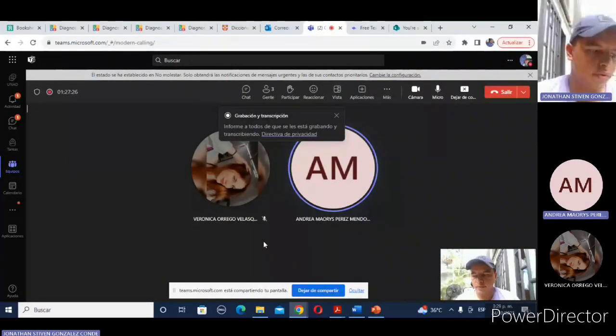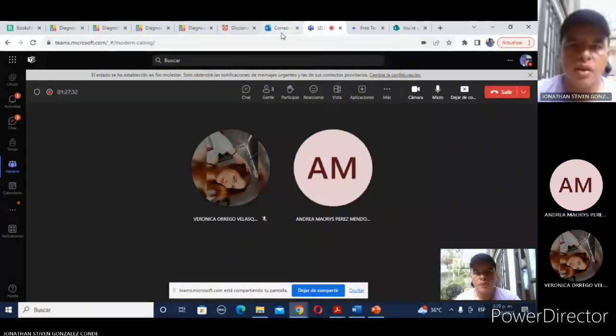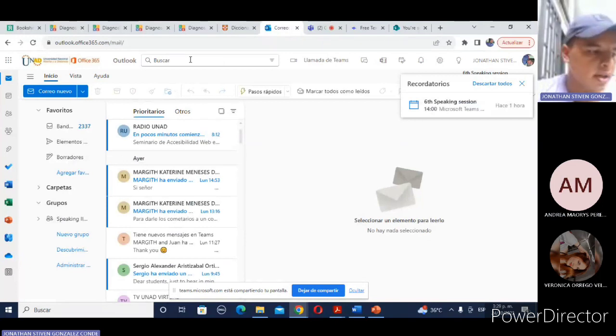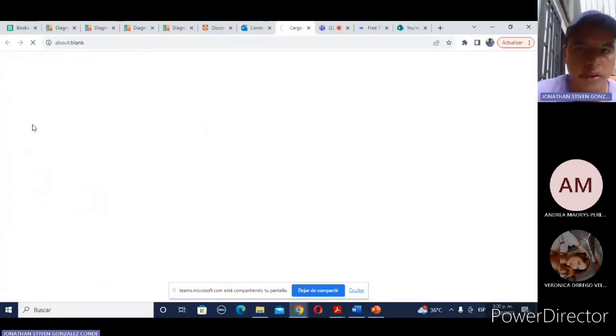So we have good technological tools to identify this. Let me share my screen again. Can you see my screen? Yes. Okay, thank you so much. For example, in your institutional email, you need to log in to your institutional email, and here you are going to click here. Then you are going to click on Word.